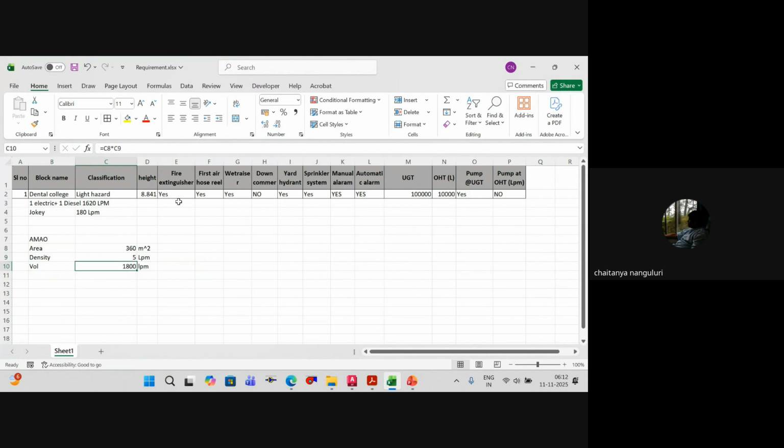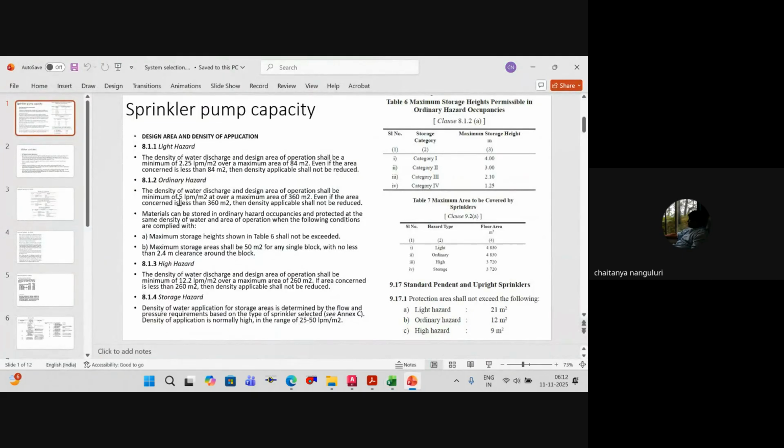Now, the next element that we have to consider is as per sprinklers also. What we should take is basically the area of protection. How much area of protection do we have to take? For light hazard, each sprinkler can cover 21 square meters. You can see 9.17.1. Right. So light hazard is 21 square meters, ordinary hazard is 12 square meters.